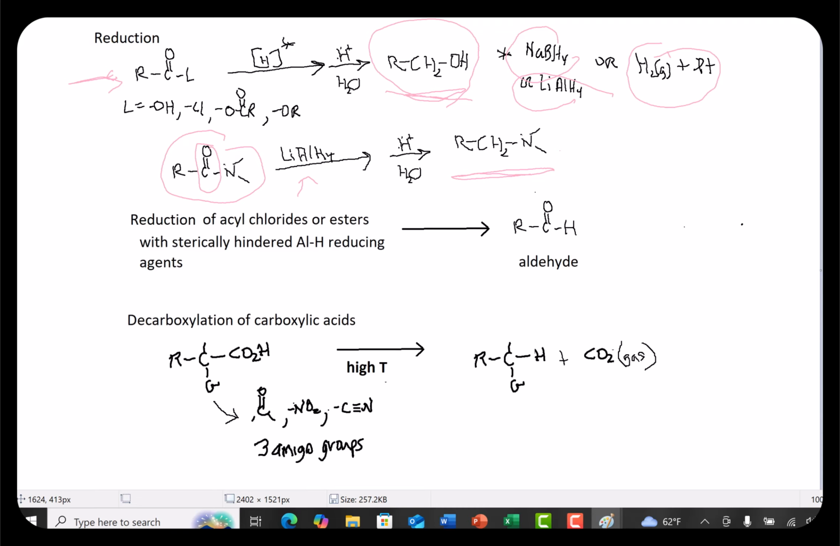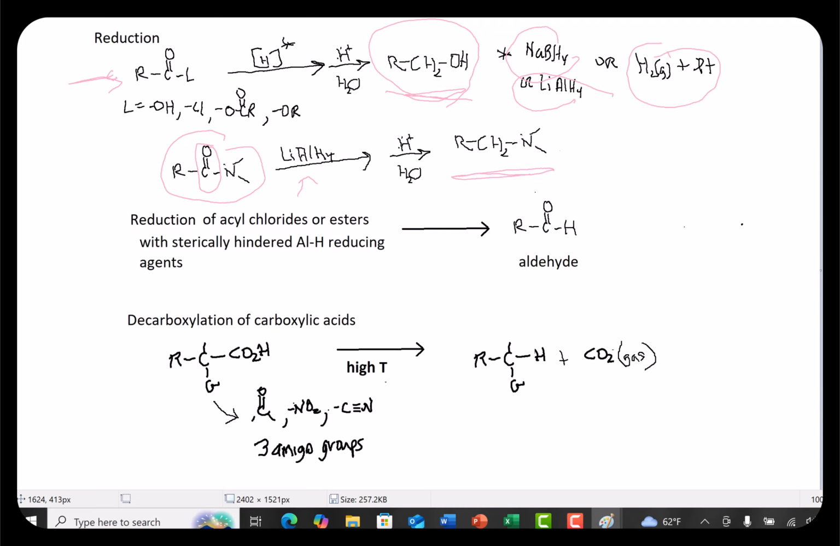Okay, now there's another interesting variation of this. It's the reduction of, well, there are two compounds that work here. These are relatively reactive ones, an acyl chloride or ester. These are treated with sterically hindered aluminum hydride reagents, the kind of designer reducing agents. We'll have more to say about that when we talk about the exercises.